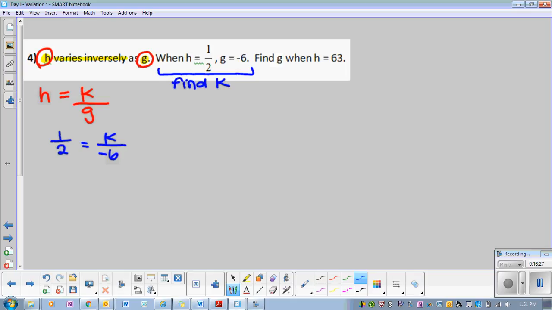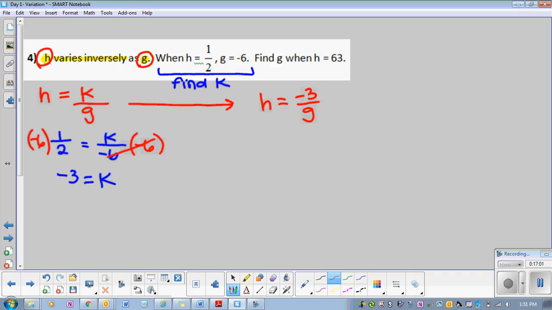How do I solve for K? Good, thank you. Times -6. And guys, what's half of -6? Yeah. So K equals -3. So I need to go back to my original equation, and I'm actually going to plug in for K, right? So H equals -3 over G.